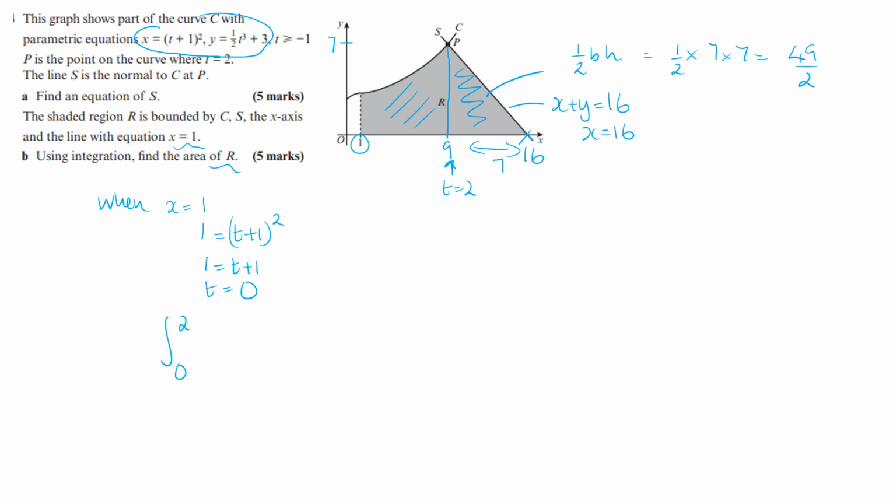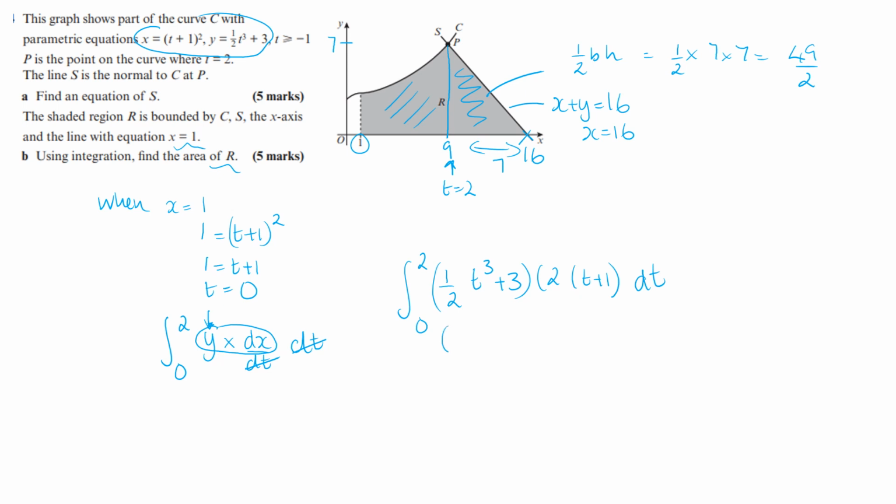Now when you're doing parametric integration, I can integrate y, but then I must times by dx by dt, and then I will be able to integrate with respect to t, because y is given in terms of t. Informally these will act as if they are cancelling, so I'm actually finding the integral with respect to x, but I'm going to do it all in terms of t. So between 0 and 2 of half t cubed plus 3 times the differential of x with respect to t, which is 2t plus 1, and then we're going dt.